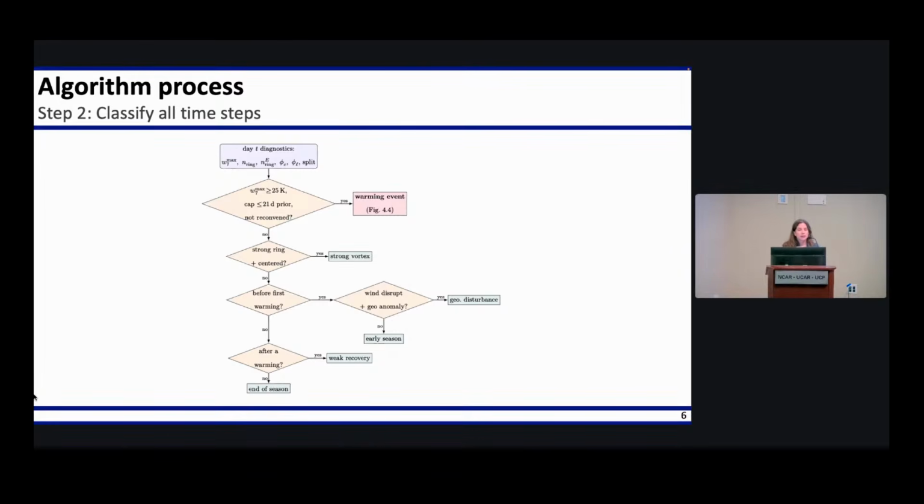The second step is the actual classification. This is a separate algorithm that took a lot of testing. We go through every day from a winter season, starting 1st of November through the end of April, and we're looking for warming. We use the WMO definition here, where it's 25 Kelvin anywhere in the stratosphere, or below 10 hectopascal, it's 30 above 40 for a major warming. So those are the classifications.